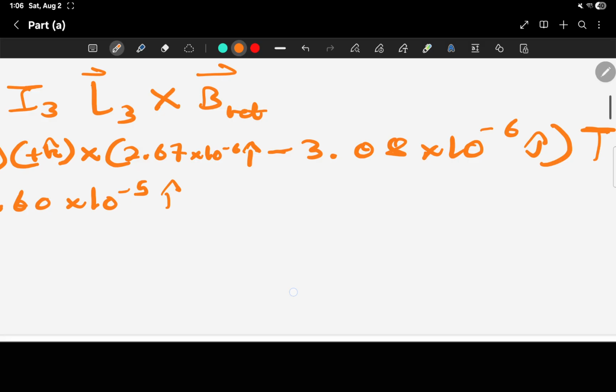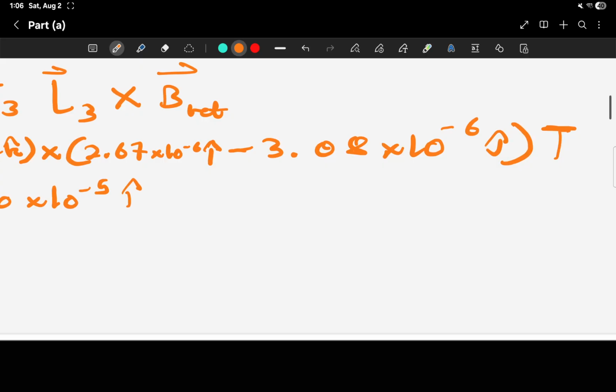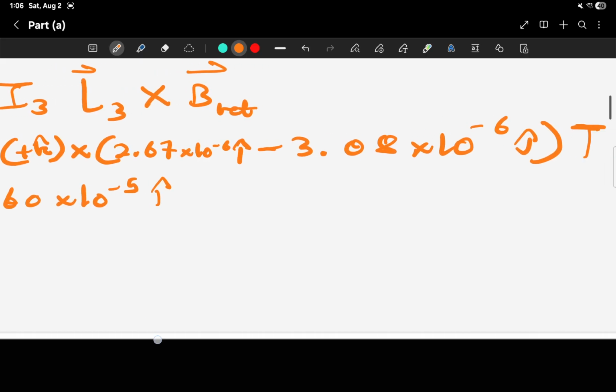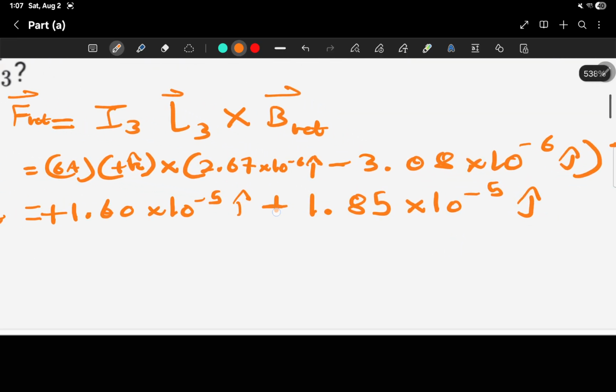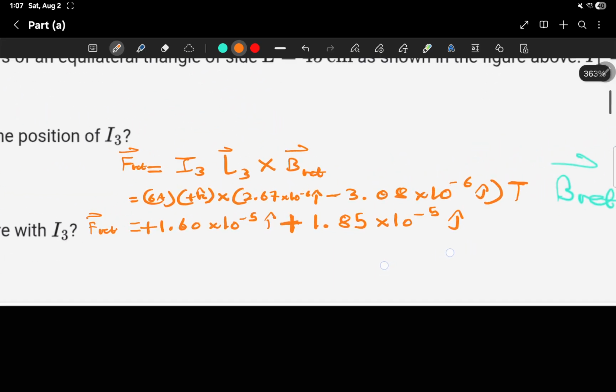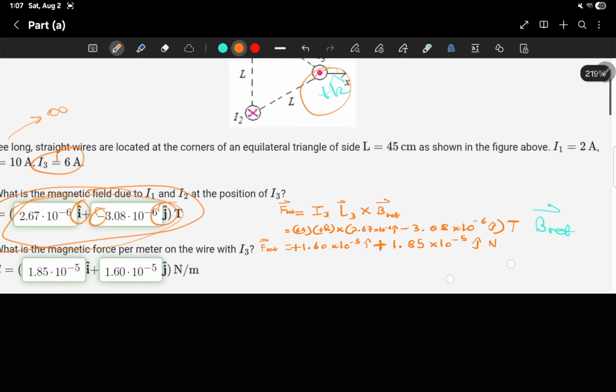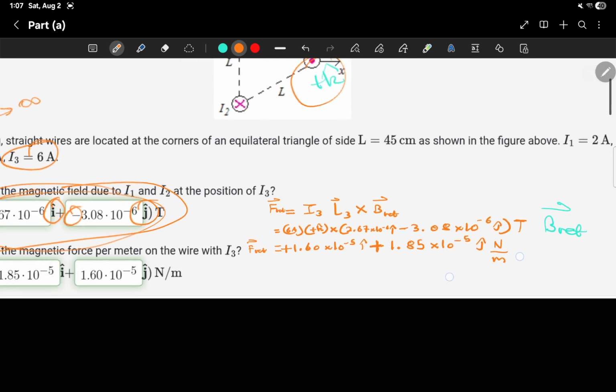And then 6 times negative 3.08 times 10 to the power minus 6, which gives me the following. Remember that negative sign is already gone because we handled it earlier. And this is newtons per meter.